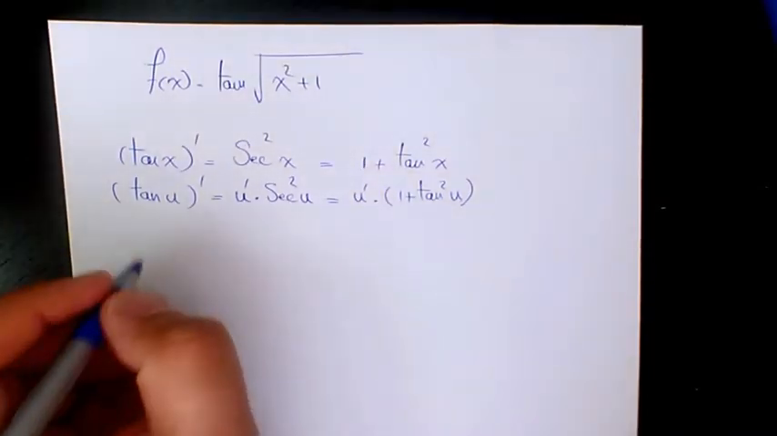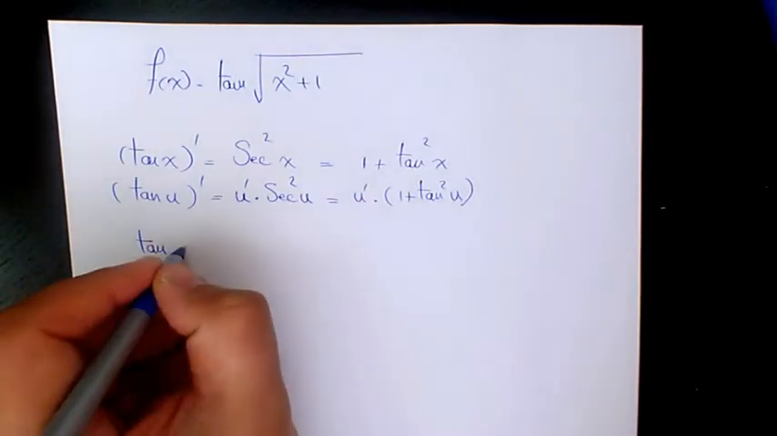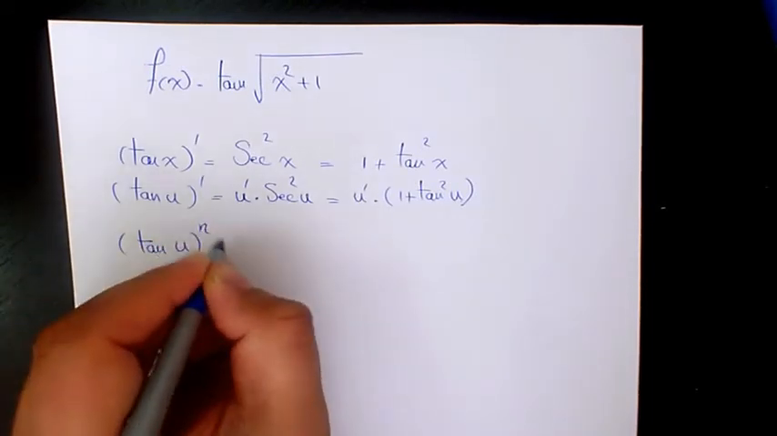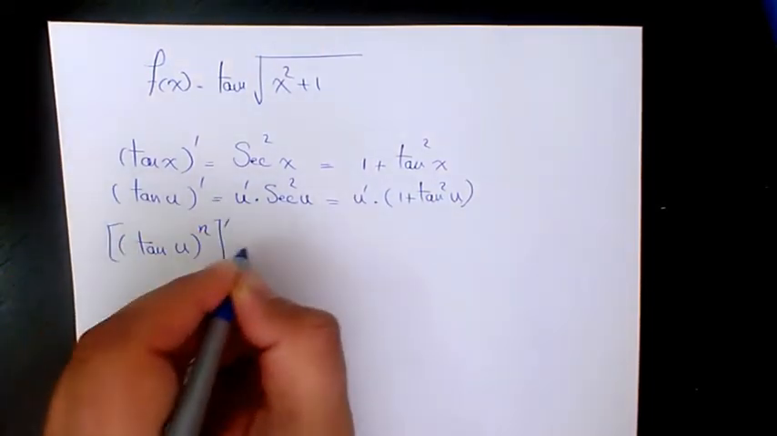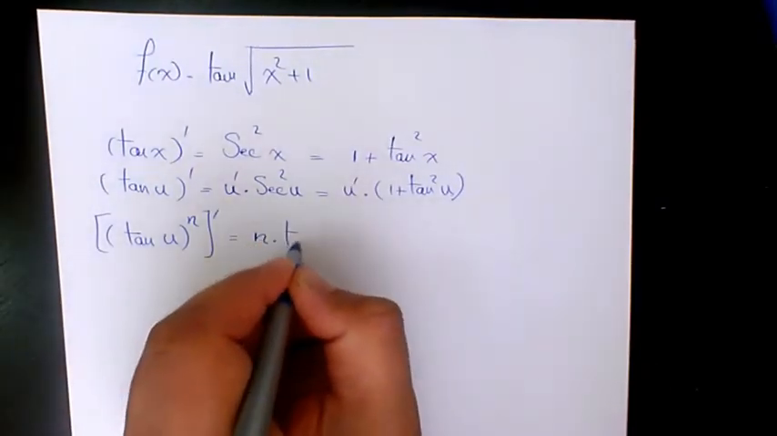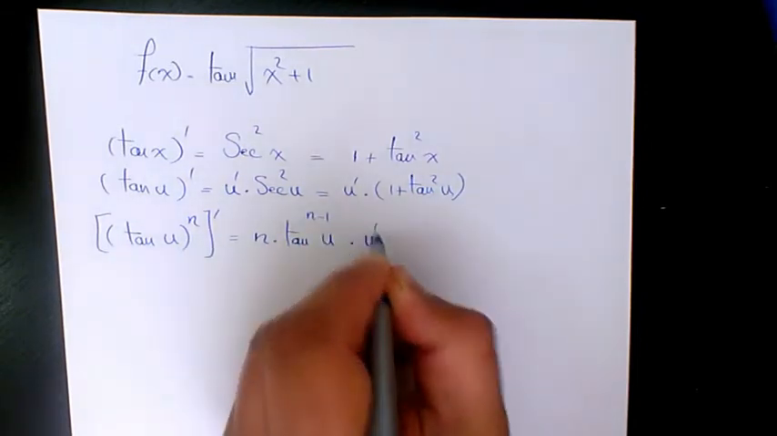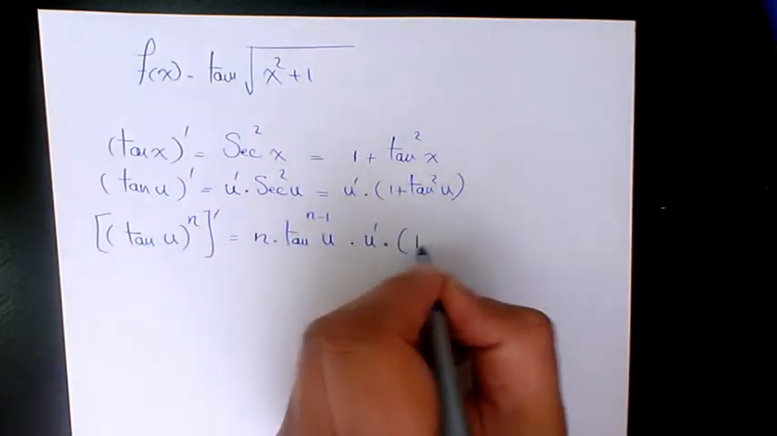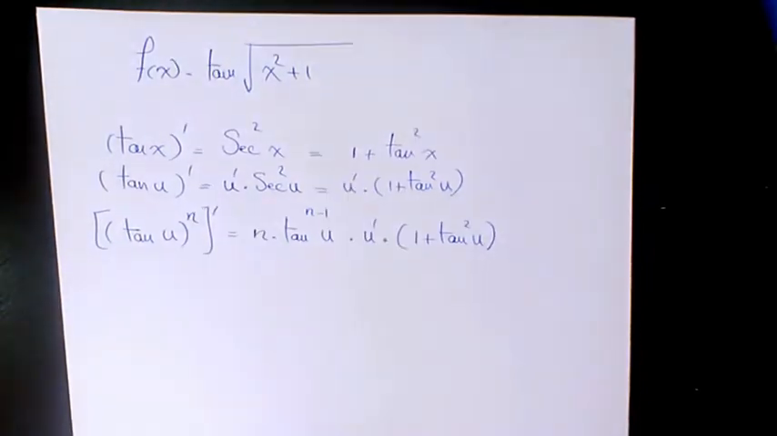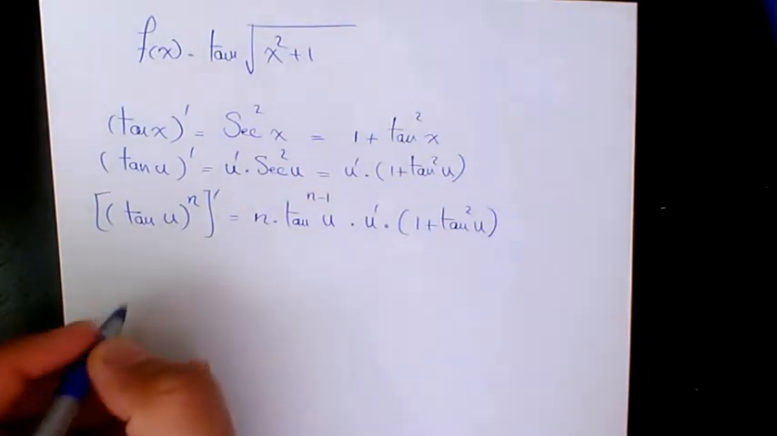And let's see if we have tan u to the power of n. Then the derivative of this is going to be n times tan u to the power of n minus 1, times u prime, times 1 plus tan squared u. So these are the different cases you have with tan. So let's go back to the question.